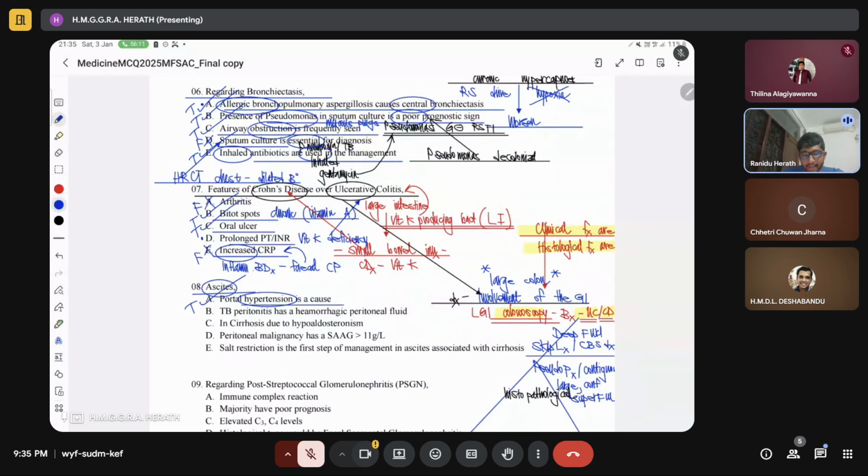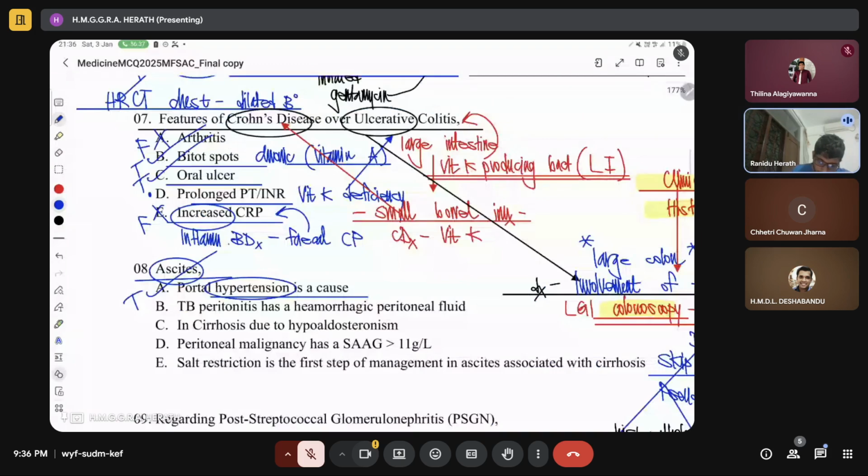Splanchnic vasodilation can also cause ascites. What else? Lymphatic obstruction can also cause ascites. What else? Heart failure. Renin-angiotensin aldosterone system overactivation, yes. And then aldosterone accumulation. Those are the 6 causes for ascites, right? Remember those. I'm not going to write them.